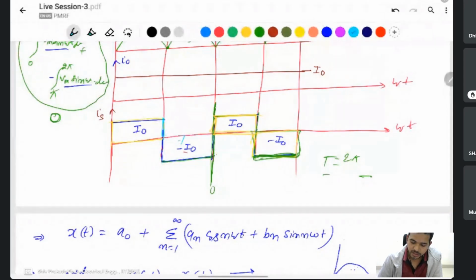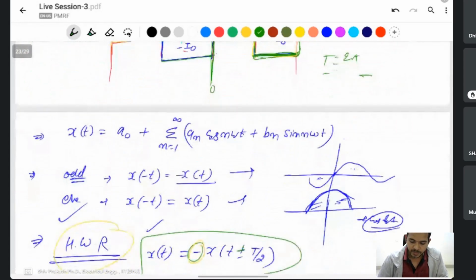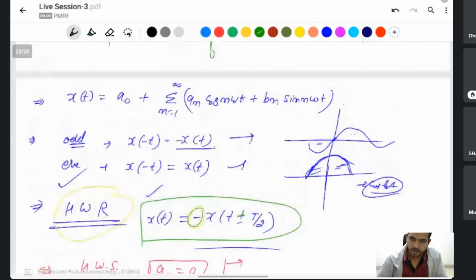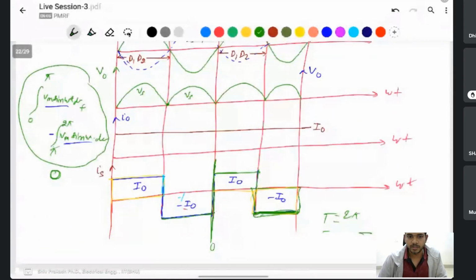For the Fourier analysis of inverters and rectifiers, half wave symmetry and odd signal are very important. Here you can simply calculate one component and directly get the Fourier analysis. If you don't know this, you have to calculate A naught, A n, B n, all of them, and this will take a very long time. That's why I tell you about this.